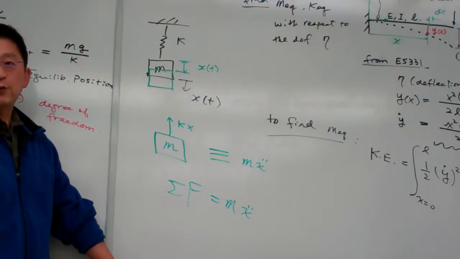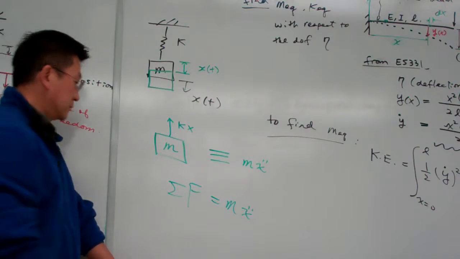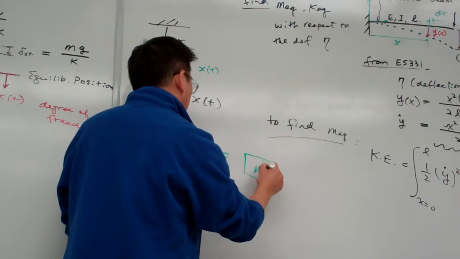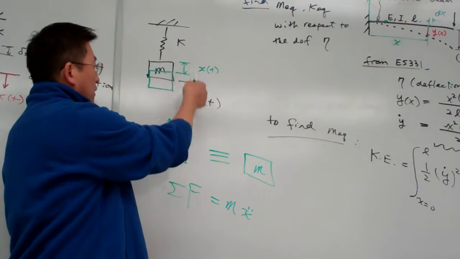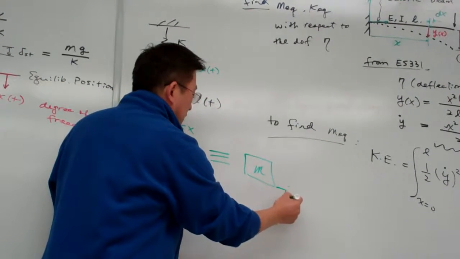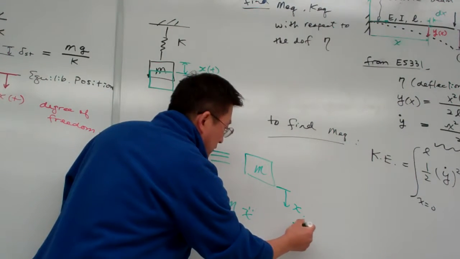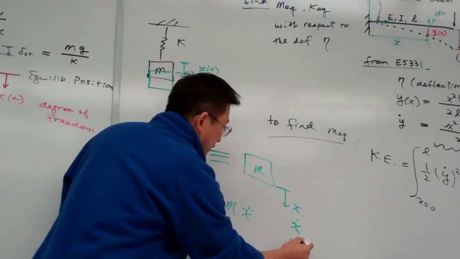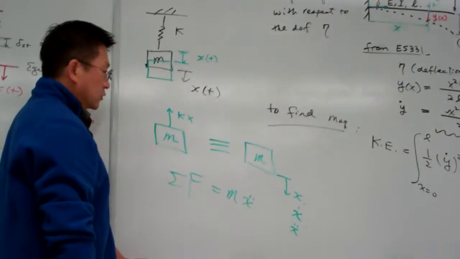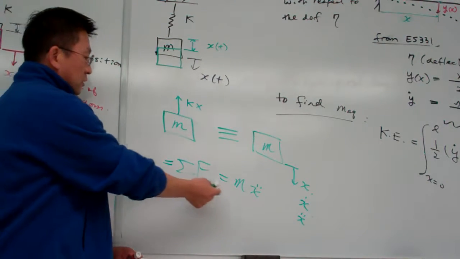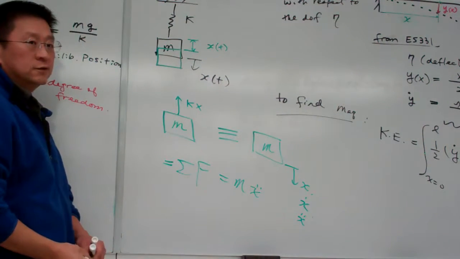So what is the direction of the, sorry, I need to draw it. So this one is the m. And according to the degree of freedom x, this is the x, the displacement, and that means velocity, and also velocity by the accelerations. So in terms of the mass, the total force equals mx double dot.